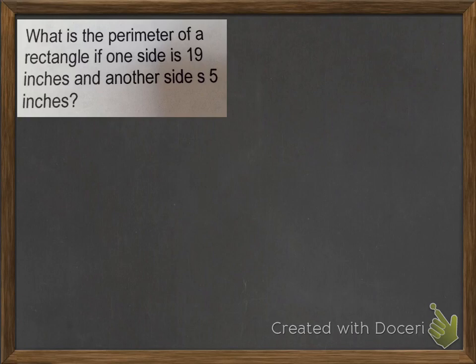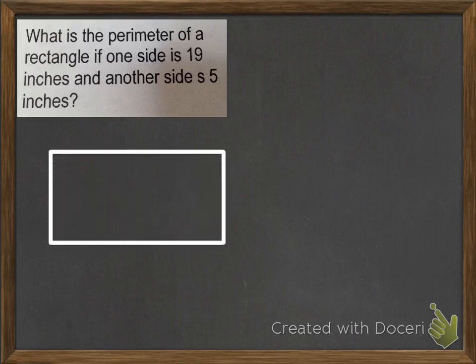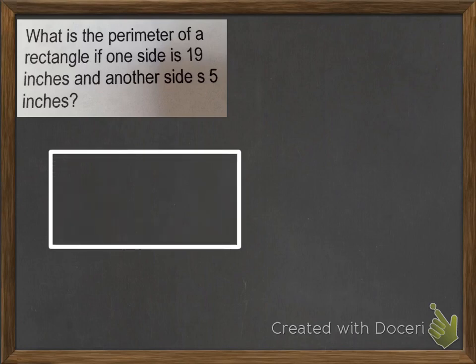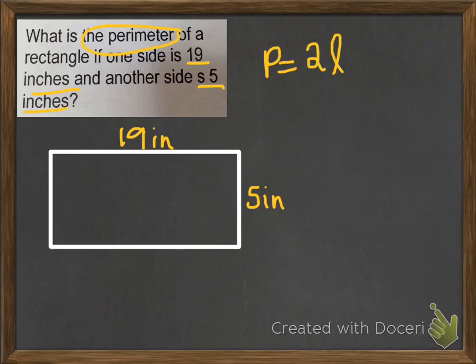What is the perimeter of a rectangle if one side is 19 inches and another side, that's a mistake, should say is 5 inches? So first we need to draw a rectangle and then label this rectangle with the measurements that we're given. So one side is 19 inches, doesn't matter which one, 19 inches, and the other side is 5 inches. Now, to find the perimeter, the formula for that, the perimeter is, remember, 2 times the length plus 2 times the width.